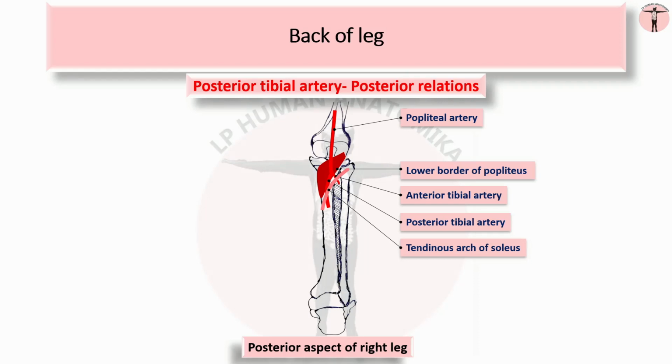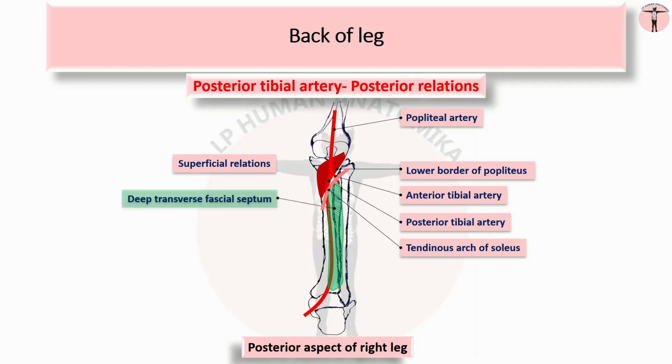In the back of leg, it then passes downwards towards the ankle joint and in its course, superficially, it is related to the following structures: the deep transverse fascial septum or deep transverse fascia of the leg, the soleus and the gastrocnemius. In the lower part of the leg, the artery is covered only by skin and fascia.